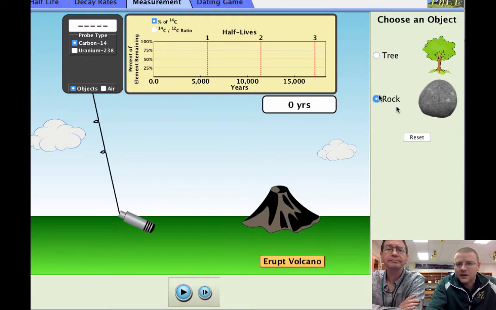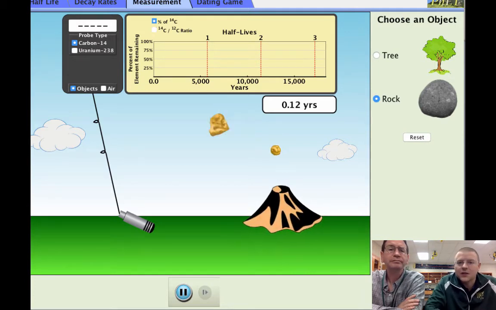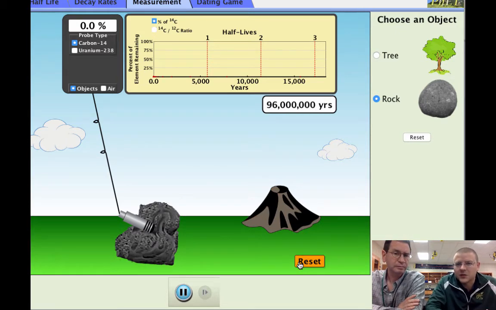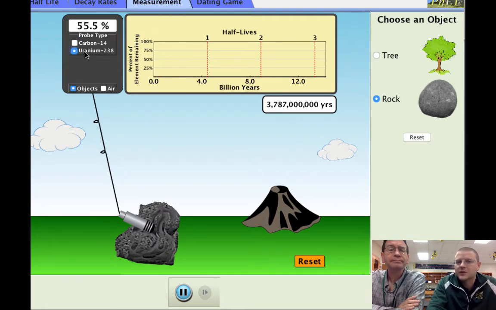Let's try this for a rock then. If I have the rocks come out of a volcano, those rocks cool. Once they cool, we can then watch the years go by, and you can see the years are flying by here, and we're not reading anything. Why? That's because this isn't a living thing. Only living things have carbon-14 to measure, and we need to come up with another substance that we can measure the radioactivity of. So in a rock, there's no carbon, so we look at the uranium that's radioactive.